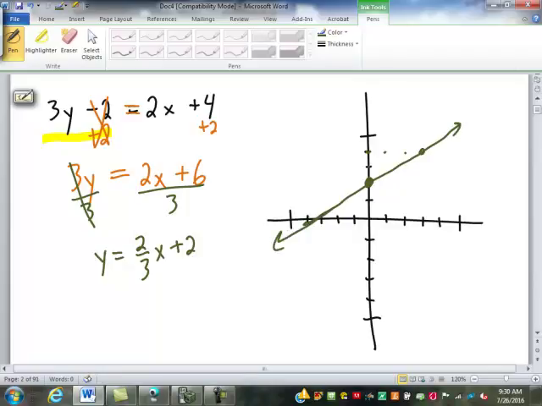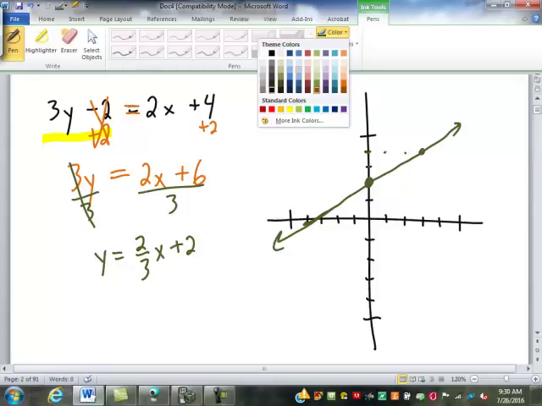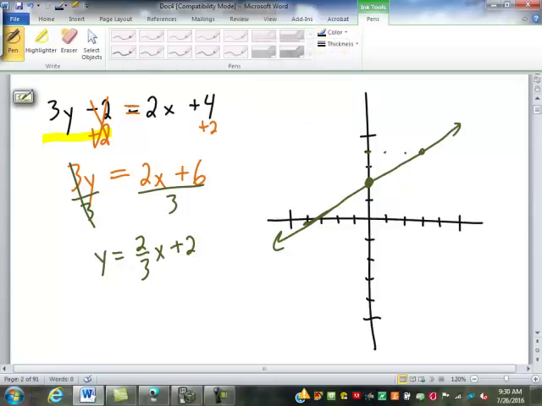How many of you got that one? Good. Let's have you try one that's similar to that. Try that one: 2y plus 5 equals 4x plus 1.